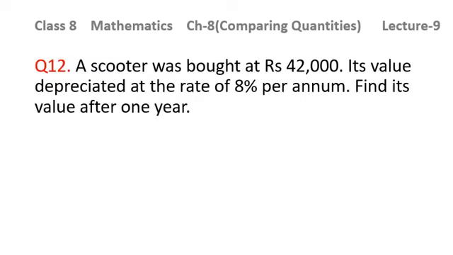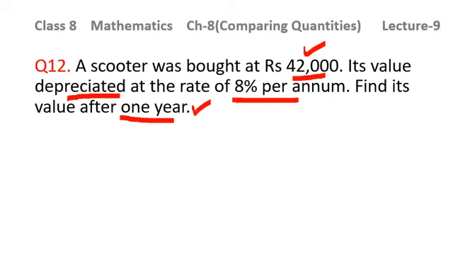Coming to question number 12: a scooter was bought at rupees 42,000. Its value depreciated at the rate of 8% per annum. Find its value after 1 year. Again, in this case, we need to find V, because it was bought at rupees 42,000 and its value depreciated. So we need to take the minus sign in the formula, and it is being depreciated at the rate of 8% per annum. We need to find the value after 1 year.